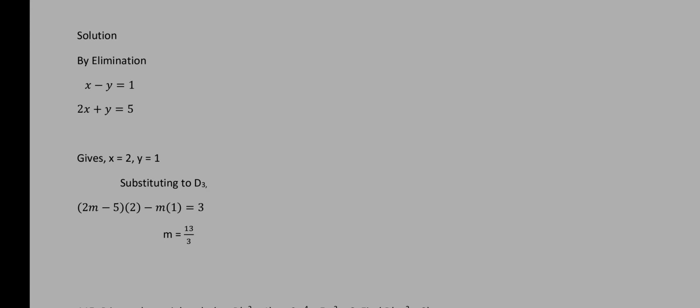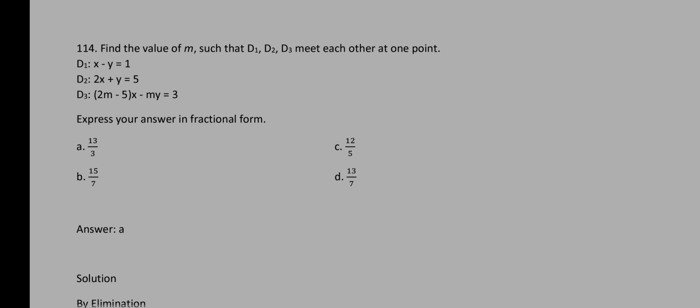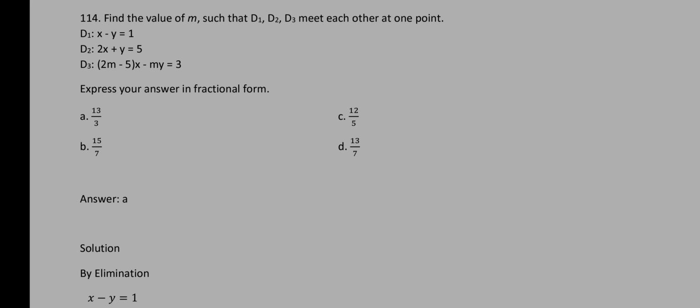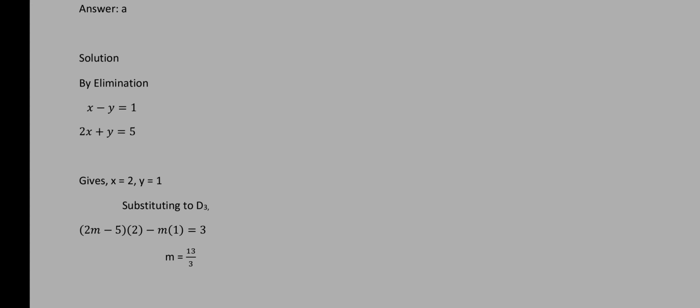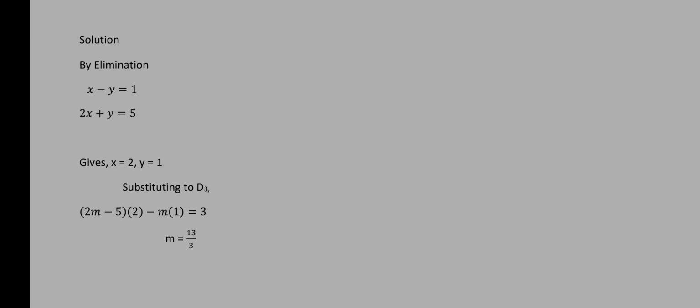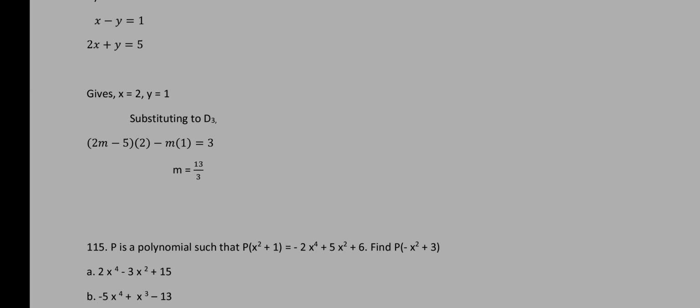Solution daw by elimination. Yung equations mo na x minus y is equals to 1 tapos 2x plus y is equals to 5. Pag nag-eliminate ka, yung x mo is equals to 2 tapos yung y mo is equals to 1. Substitute mo sa D3 mo. Kaya magiging (2m minus 5) times 2 minus m times 1 is equals to 3. Therefore, yung m mo is 13 over 3.